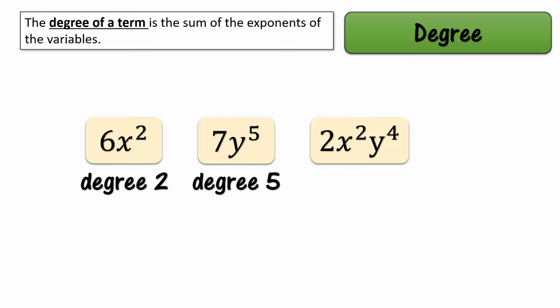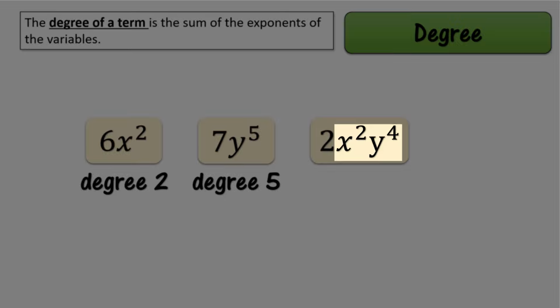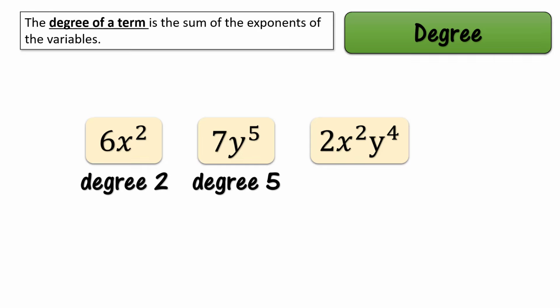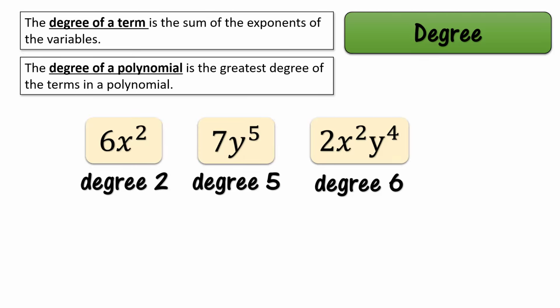Here's an example where the phrase sum used in the definition would apply. Since this term has two variables, we need to find the sum of the exponents of each variable in order to identify the degree. Simply said, we add 2 plus 4. The degree is 6. What about expressions with multiple terms? The degree of a polynomial is the greatest degree of the terms in the polynomial.